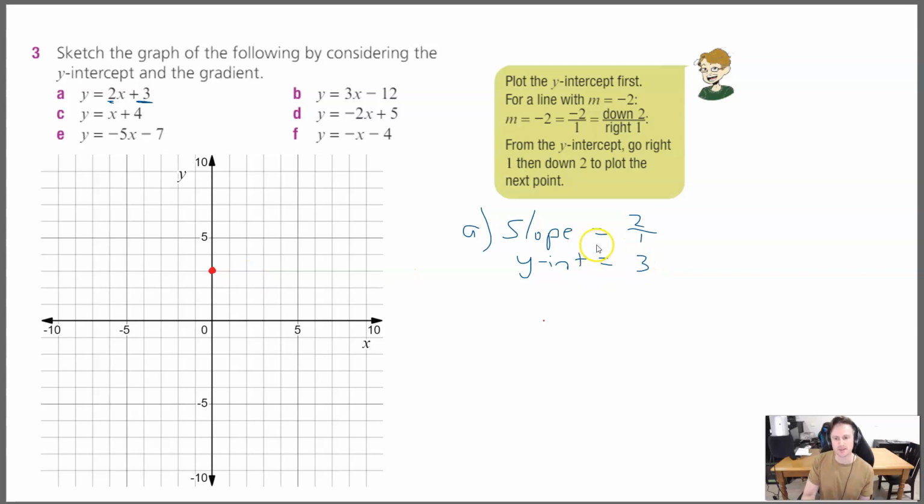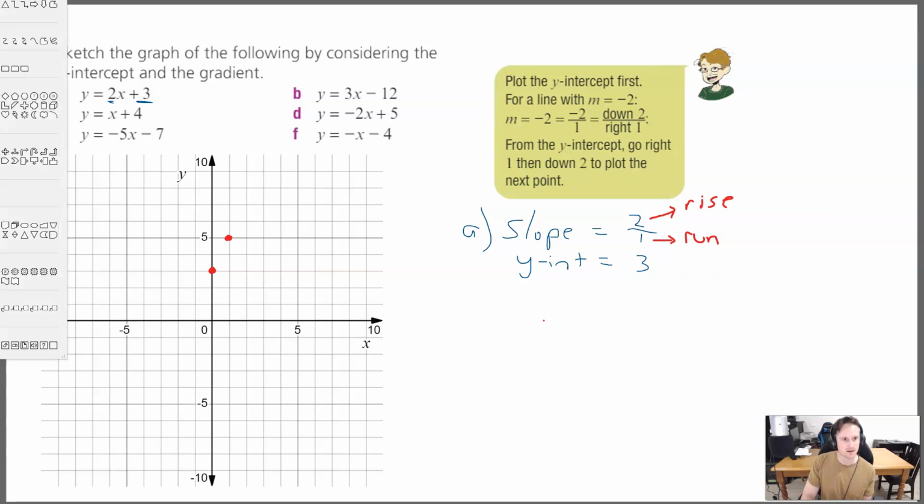And then I'm going to draw my second point. From this point here, I'm going to do my rise over run, and that's where I use my slope. The numerator of the slope is my rise, and the denominator is the run. So essentially I'm going 2 up and 1 across. I'm counting up 1, 2 and 1 across. And that's going to be my second point there. Those are my 2 dots, and you can draw a line with 2 data points.